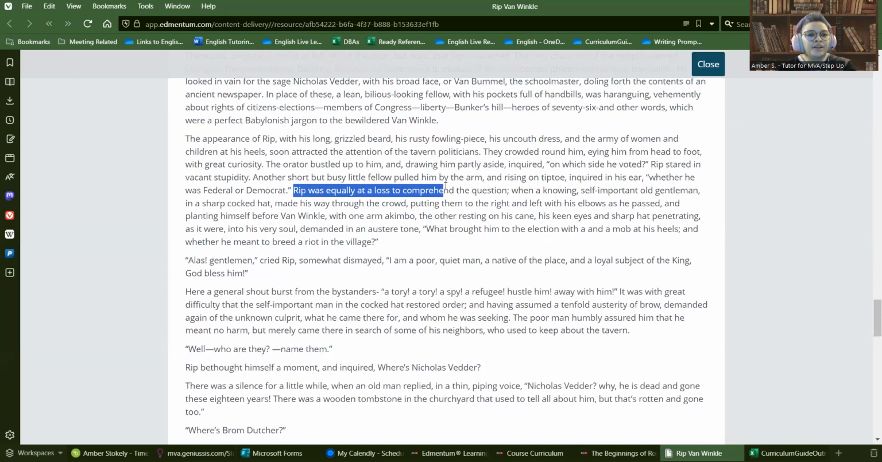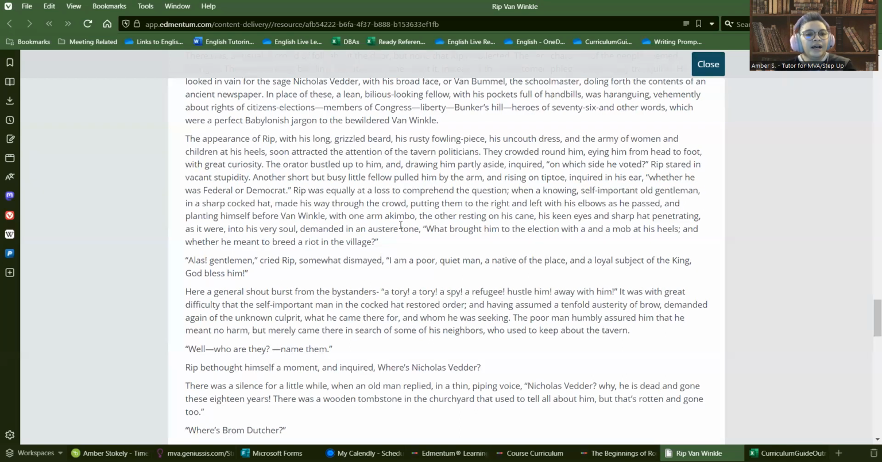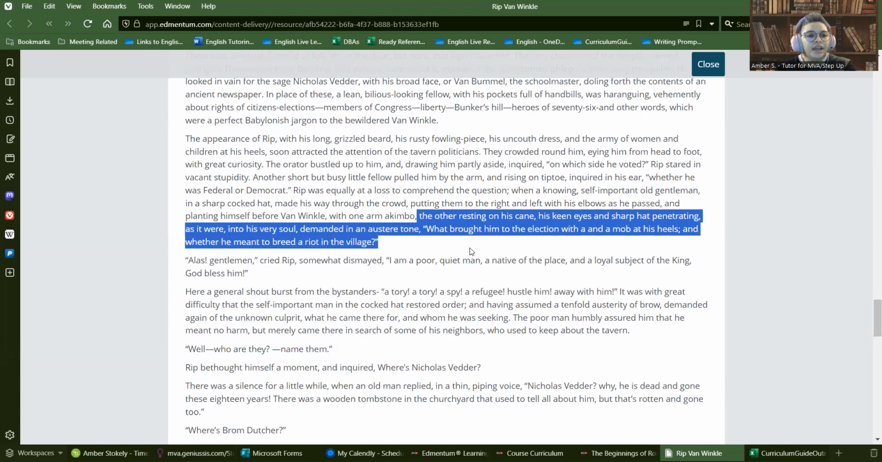Rip is equally at a loss to comprehend the question when a knowing, self important old gentleman with a sharp cocked hat made his way through the crowd, putting them to the right and left with his elbows as he passed, and planting himself before Van Winkle with one arm akimbo, so that means like spread out, right? The other resting on his cane, with keen eyes and sharp hat penetrating, as if it were into his very soul, demanded in an austere tone what brought him to the election, and with a mob at his heels, and whether he meant to breed a riot in the village.